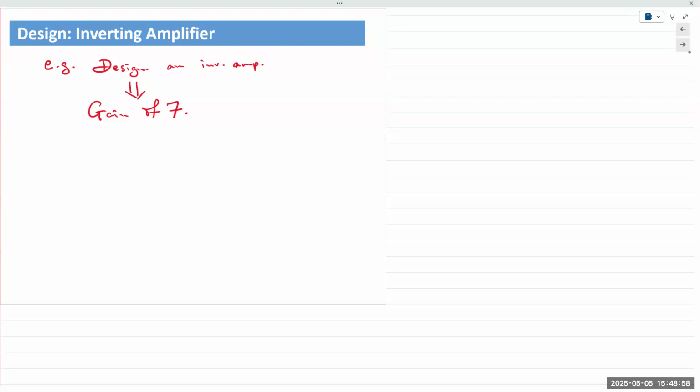So what is the equation for an inverting amplifier? The voltage gain AV is given by minus RF over Rin, or Ri. That means the ratio of the feedback resistor RF to the input resistor Ri must give us the value 7, right?